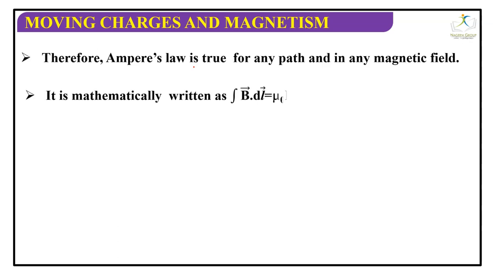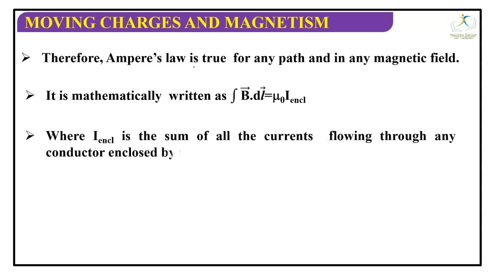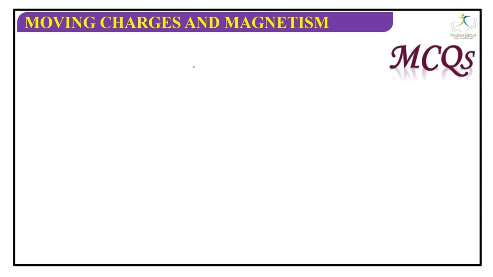Therefore, we can say Ampere's circuital law, or Ampere's law, is true for any path and in any magnetic field. It is mathematically written as the integral of vector b dot vector dl is equal to mu naught times I enclosed, where I enclosed is the sum of all the currents flowing through the conductors enclosed by the path.